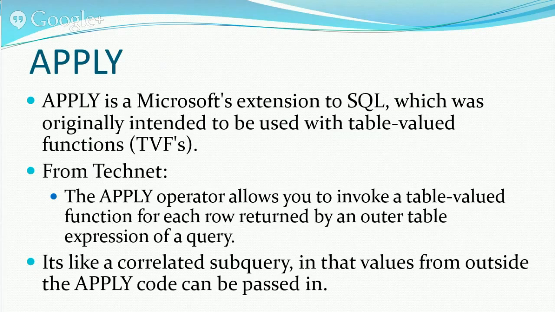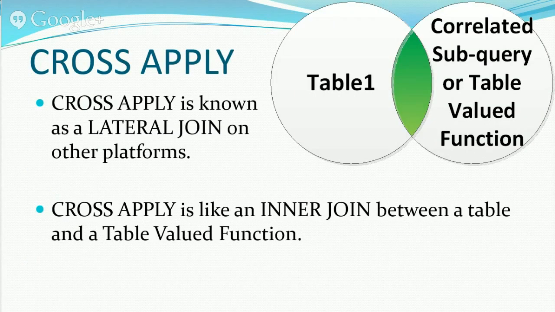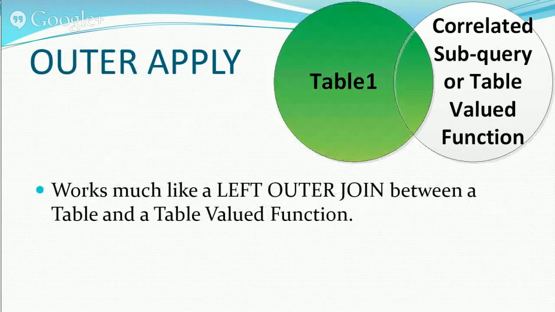Okay, think of it like a correlated subquery in that the values from outside the apply can be passed into this function. Now, if you have a table-valued function that you're just passing a single value into, you can join up with that just fine. But if that value changes for every row in your result set, you can't do that with a join. You've got to do it with something else called apply. And there's two different versions. There's CROSS APPLY and there's OUTER APPLY.